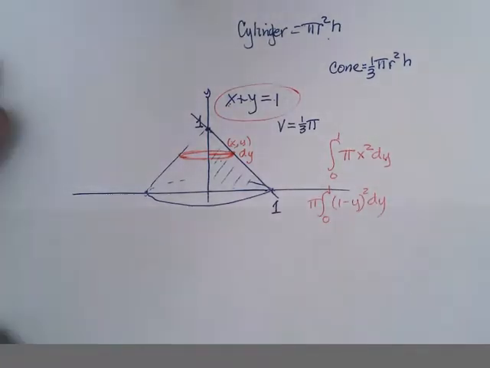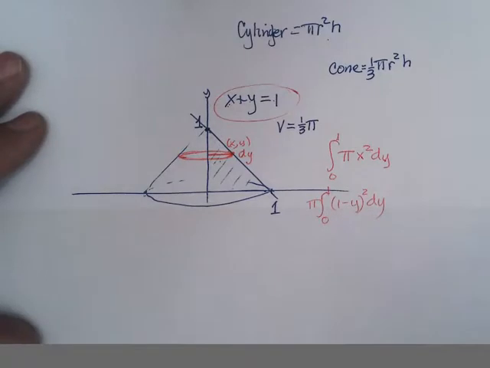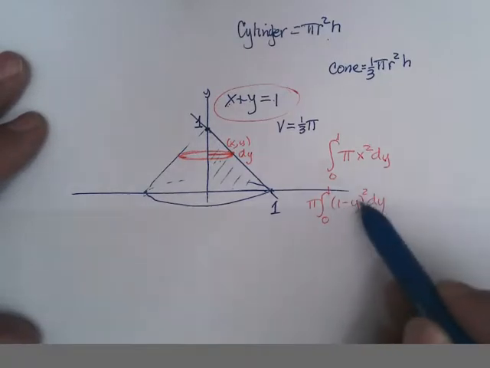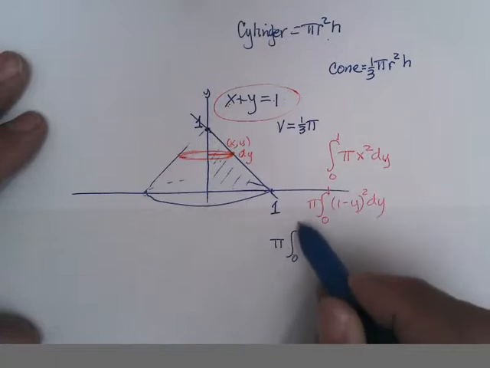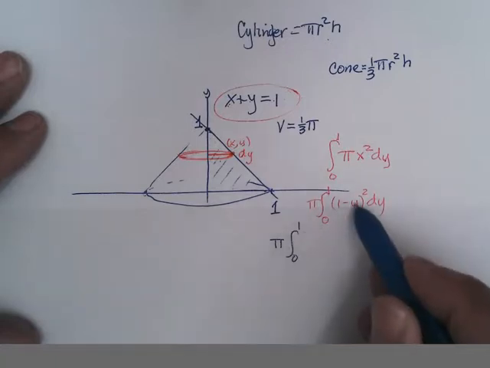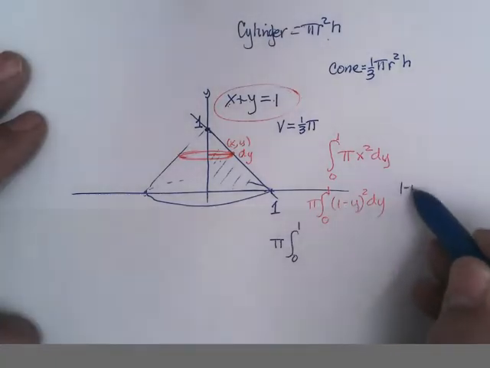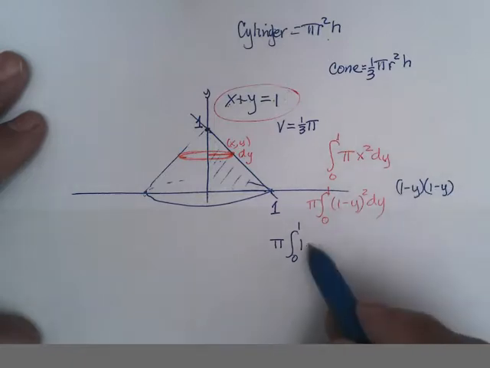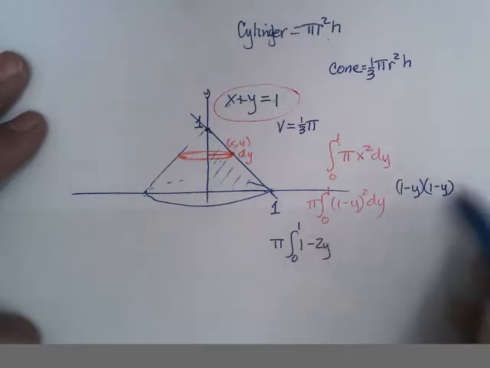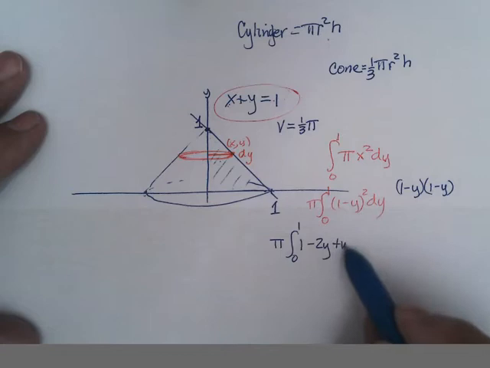Now I could do a u sub for the 1 minus y, but I can also just multiply this out, so I'll have pi integral from 0 to 1 of 1 minus y times 1 minus y. I have to do the distributive property. I'm going to get four things. I'm going to get 1 minus a y and minus y, so that's minus 2y plus y squared.